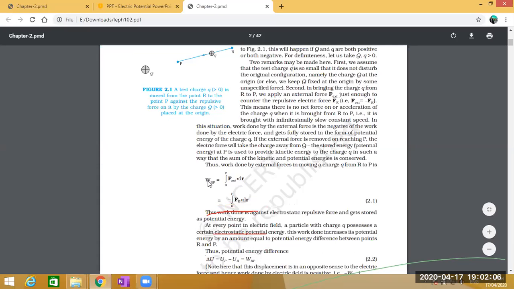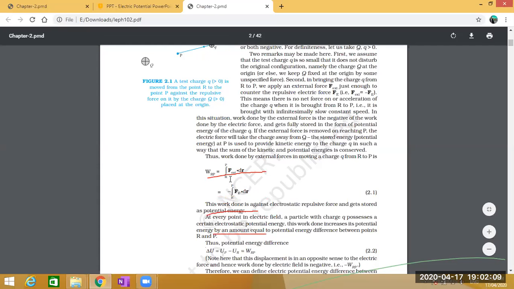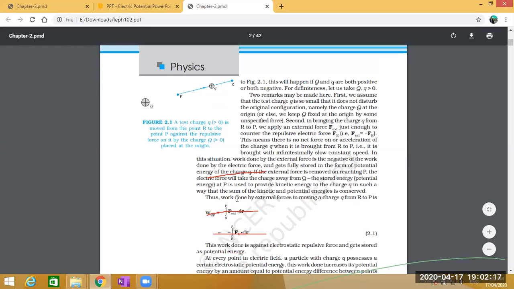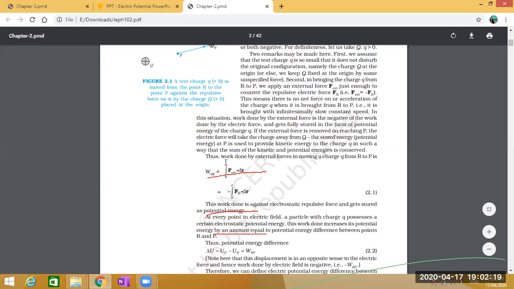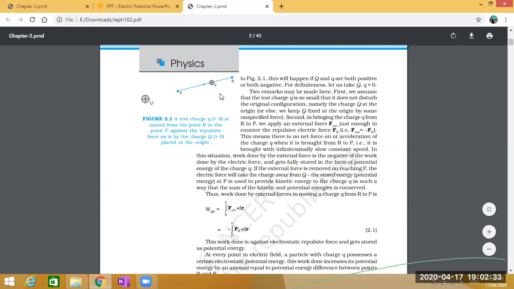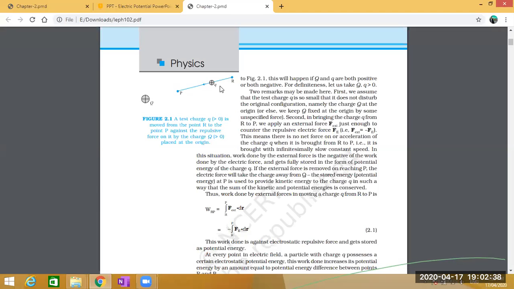So we integrate dW equal to F dot dr. Now integrate because we are moving the charge from R to P. So we write here from R to P. So upper limit is P and lower limit is R. So you replace external force by electrical force because in equilibrium, net sum of force, external and electrical, will be zero. So external force applied onto the test charge while bringing from infinity to point P or while bringing from R to P must be zero.